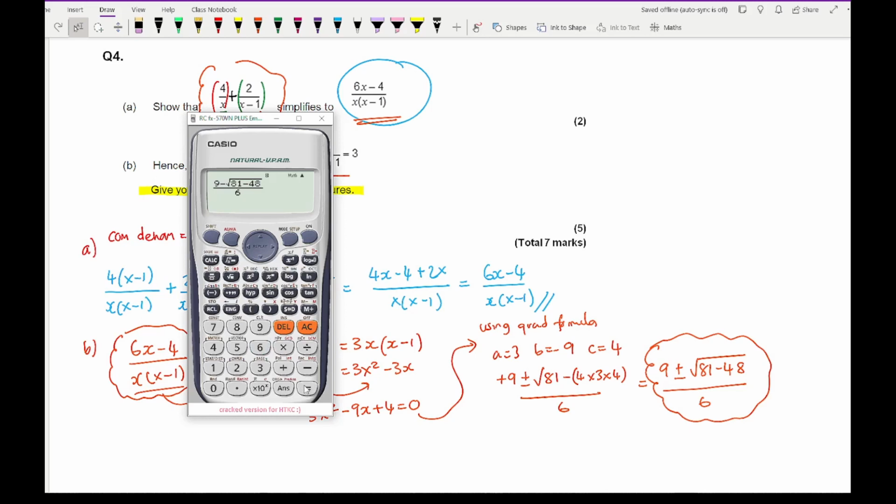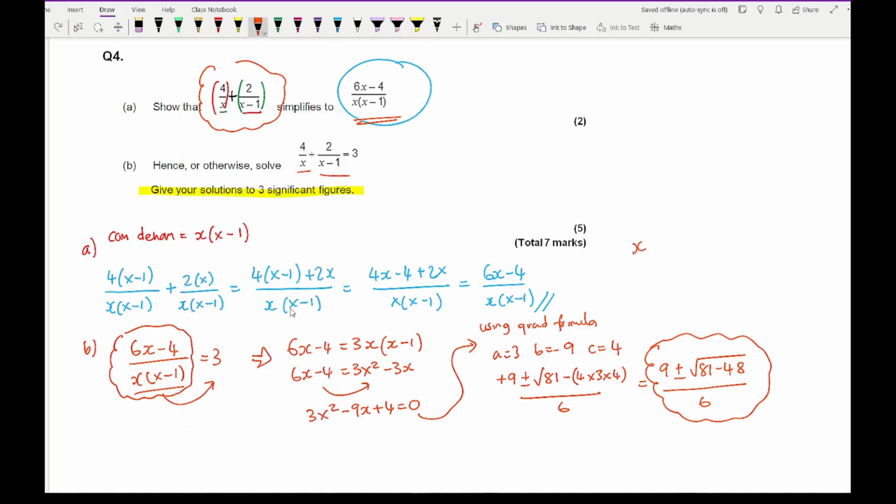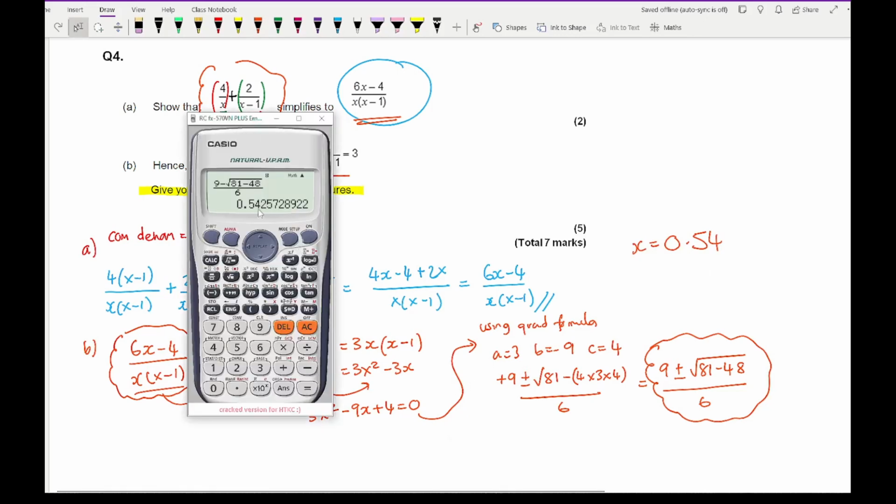That gives me my first answer. And the reason why it's plus 9 at the front is because minus minus 9 gives me plus 9. Press equals, press the S-D. So my first answer to 3 significant figures is 0.54. And let me just double check to make sure the 4 doesn't round up. No, it doesn't. And then if I just change that minus into a plus, equals, and I end up with 2.46.